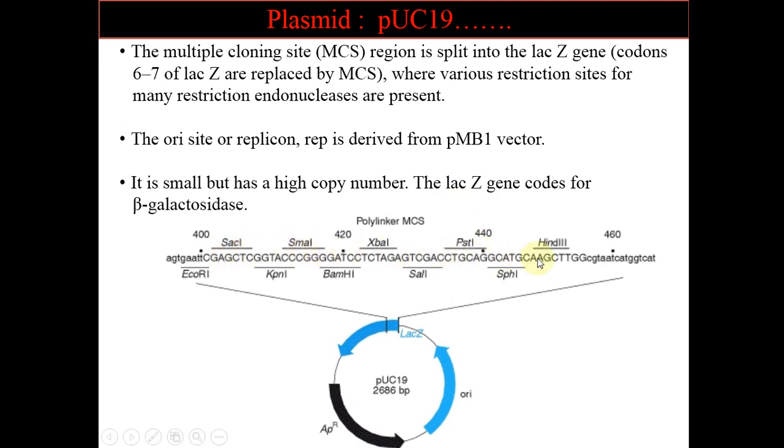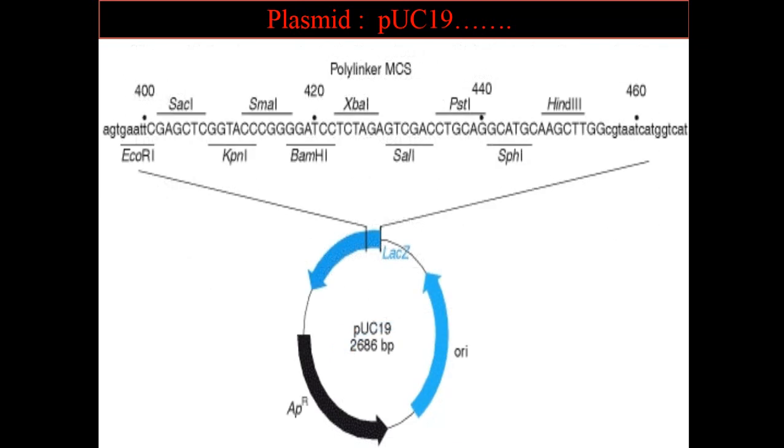Here you can see different restriction enzymes. You can use any one of them to cut it open. The origin of replication is derived from the pMB1 vector. It is a small vector but has a high copy number. The lacZ gene encodes the beta galactosidase enzyme. So this is the multiple cloning sequence.